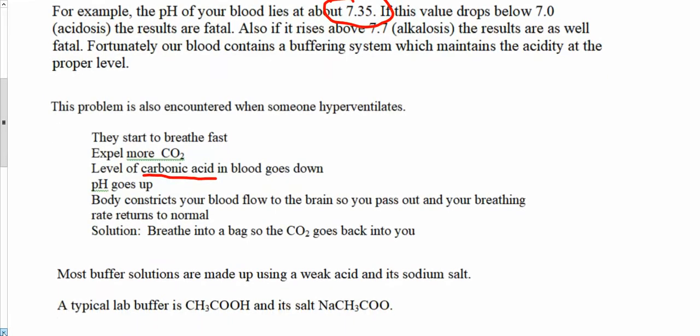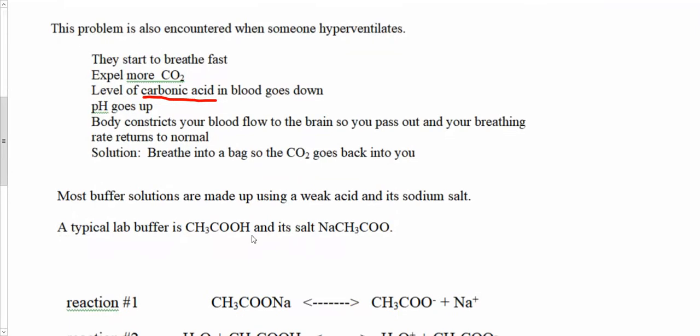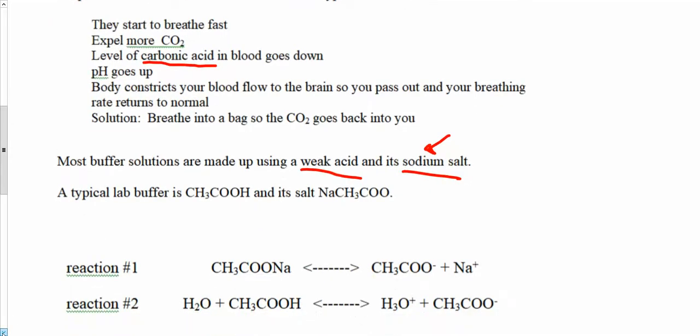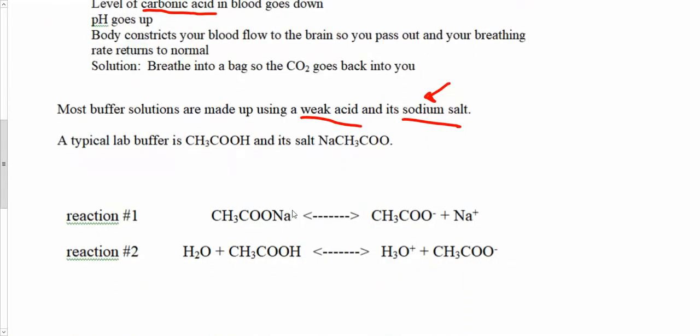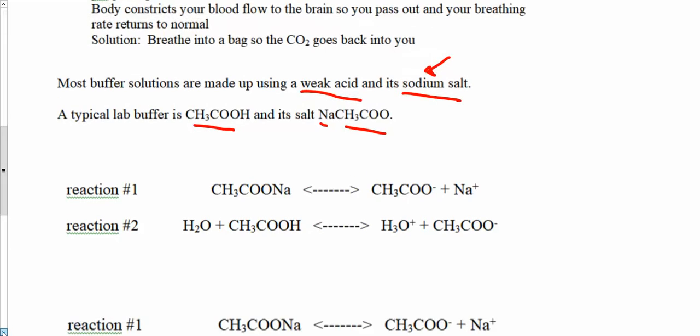Most buffers are made up of a weak acid and a sodium salt. Sodium is used because, if you remember grade 11 chemistry, sodium compounds are very soluble, so a sodium salt would completely break apart into its two ions. Now in labs, a common buffer is a sodium salt, sodium acetate, and acetic acid. So here are the two reactions that are taking place in the container.